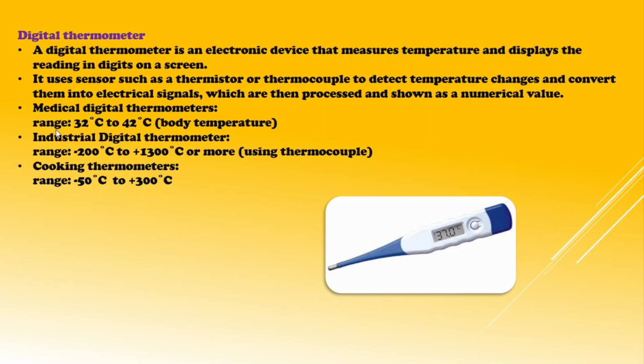Now there are different types of digital thermometers: medical digital thermometer, industrial digital thermometer, cooking thermometers, etc. Medical digital thermometers measure temperatures from 32 degrees Celsius to 42 degrees Celsius. Industrial digital thermometers measure from minus 200 degrees Celsius to 1300 degrees Celsius or more using a thermocouple. Cooking thermometers measure temperatures from minus 50 degrees Celsius to 300 degrees Celsius.